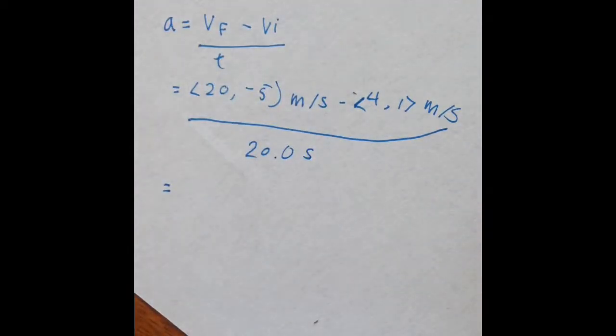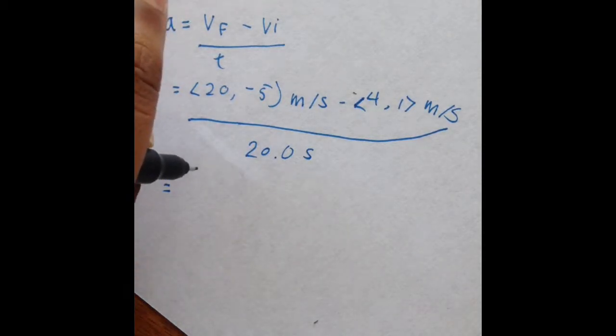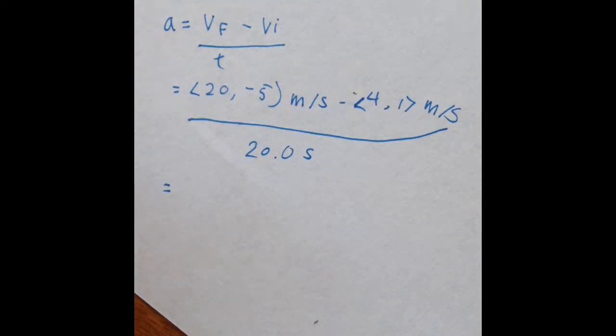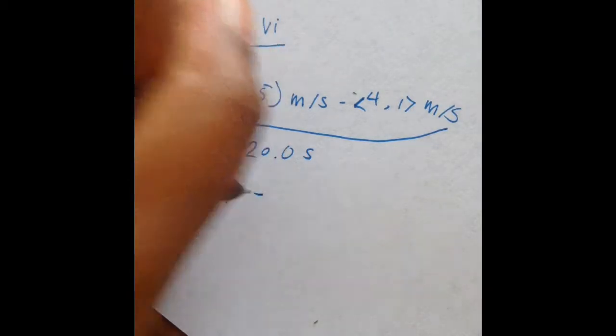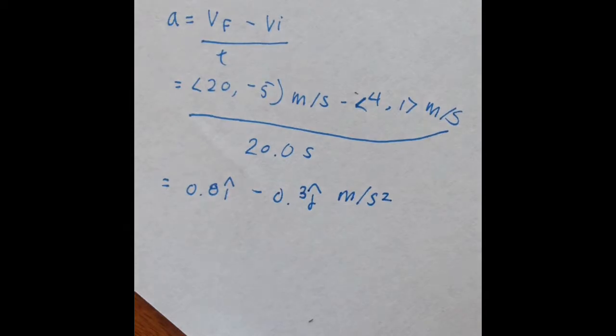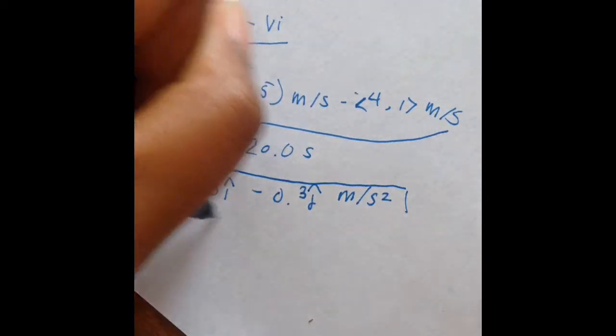And when you calculate that all out, you're going to get a vector, you're going to get an acceleration vector of 0.8i minus 0.3j meters per second squared. So that's your part A. This is your components of acceleration.